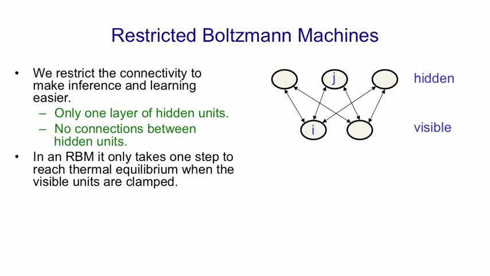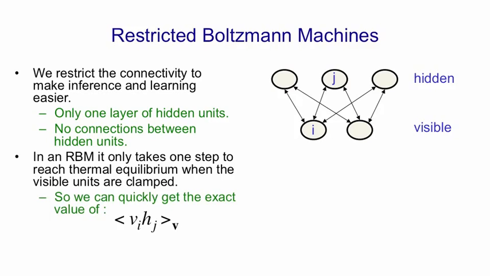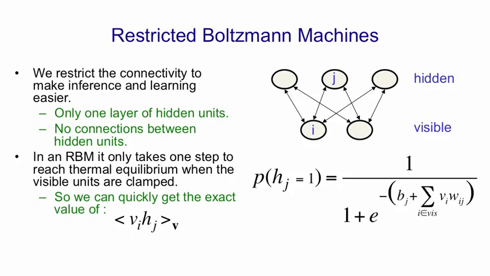The good thing about an RBM is that if you clamp a data vector on the visible units, you can reach thermal equilibrium in one step. That means with a data vector clamped, we can quickly compute the expected value of ViHj, because we can compute the exact probability with which j will turn on, and that is independent of all the other units in the hidden layer. The probability that j will turn on is just the logistic function of the input that it gets from the visible units, and quite independent of what other hidden units are doing. So we can compute their probabilities all in parallel, and that's a tremendous win.